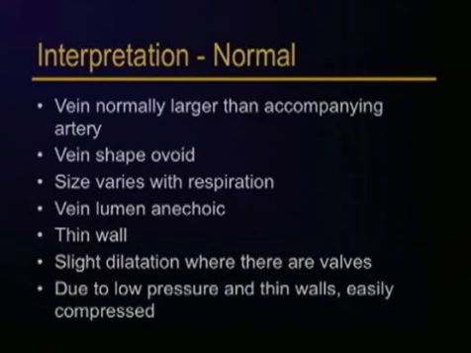Okay, moving on to interpretation. These are the criteria for a normal vein or normal study. The vein is normally larger than the adjacent artery and it has an ovoid shape. The size may vary with respiration. The vein lumen should be anechoic and the vein should have a thin wall. You may see slight dilatation where there are valves. And the most important part of the study, the vein should be easily compressed to exclude the presence of thrombus.